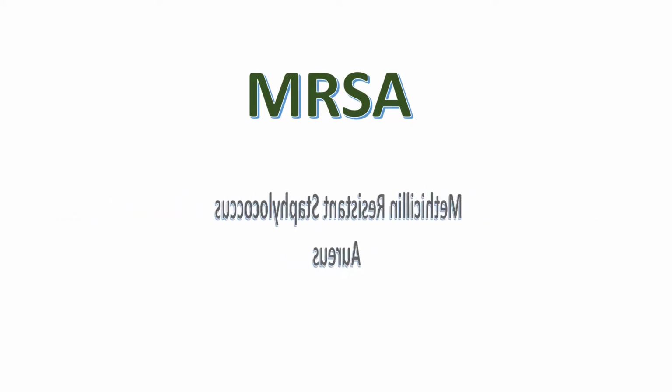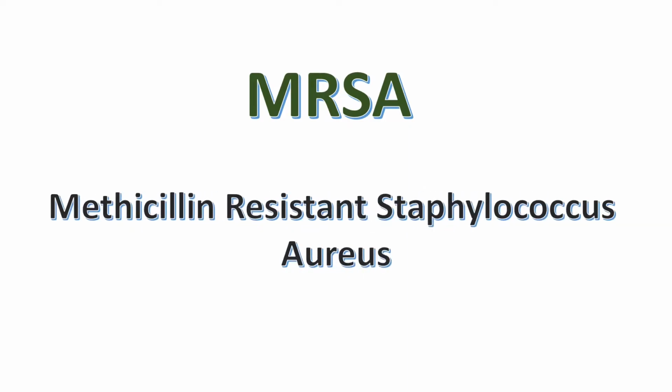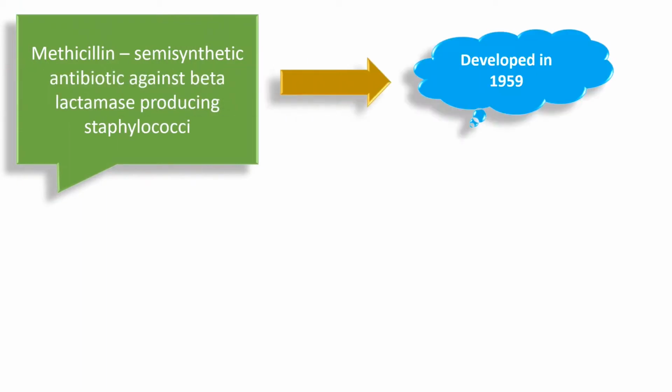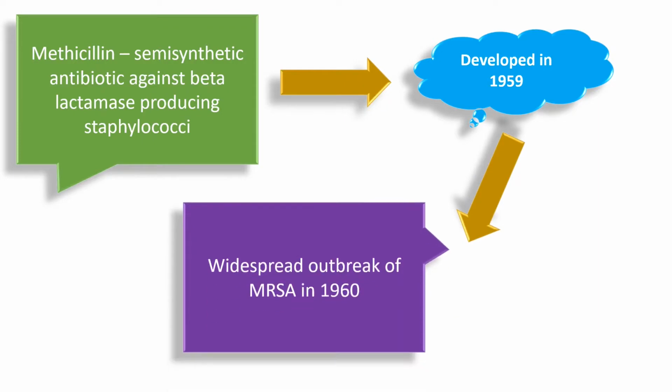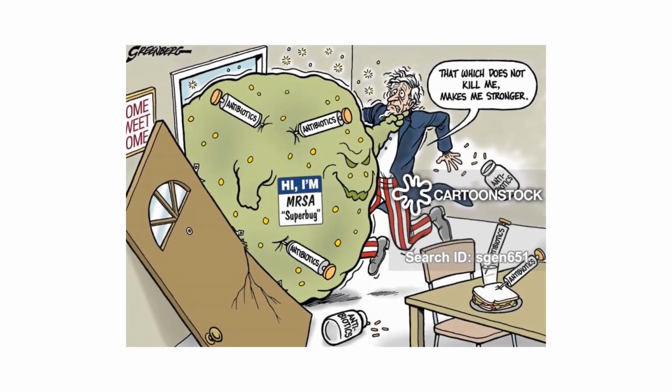Now let's talk in brief about MRSA. We'll talk about its treatment in our upcoming videos. Here we'll just talk in short about MRSA. MRSA is methicillin-resistant Staphylococcus aureus. Methicillin was a semi-synthetic antibiotic that was introduced in 1959 against beta-lactamase producing Staphylococcus. But in the following year, that is in 1960, there was a major outbreak of MRSA in Europe. MRSA has now emerged as a major nosocomial and community-acquired pathogen.